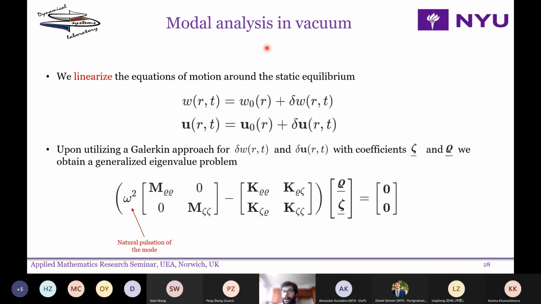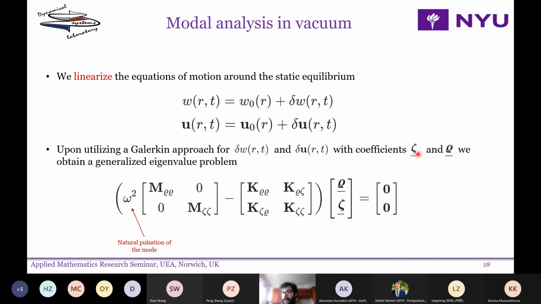Then, from this point on, we consider the modal analysis in vacuum. So we found the static deflection, and we consider a small displacement with respect to that static deflection. At this point, we linearize the equation of motion around this static deformation. And again, we utilize the Galerkin approach with the same shape functions because the boundary condition did not change.